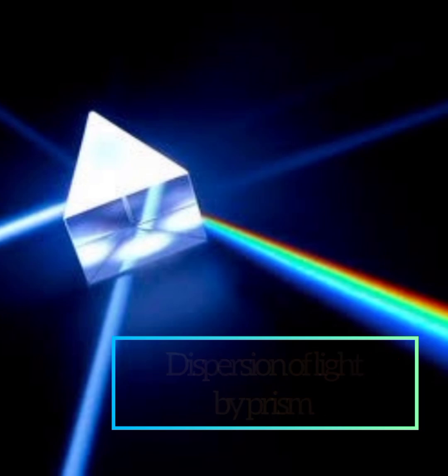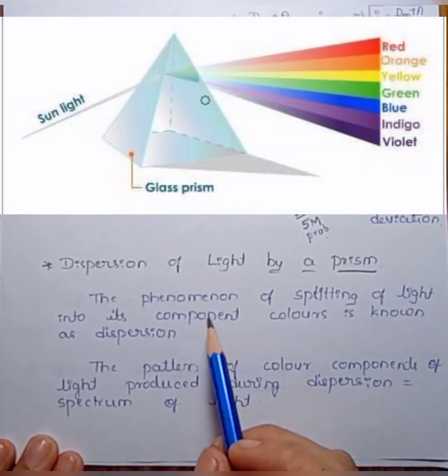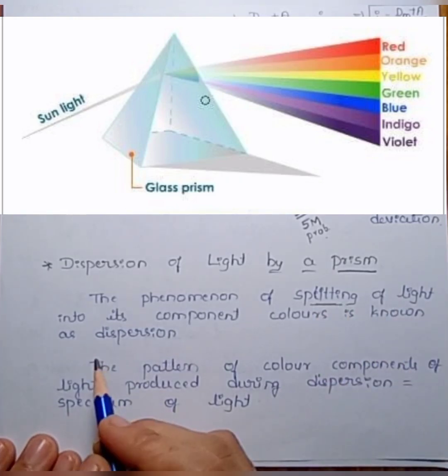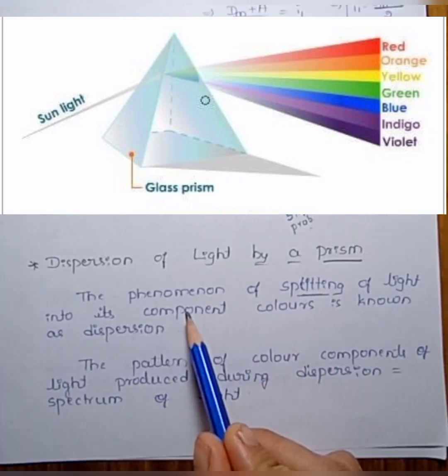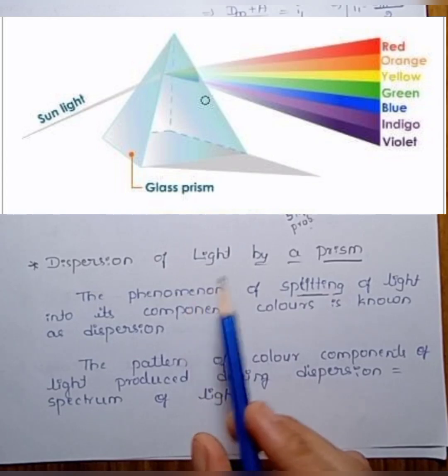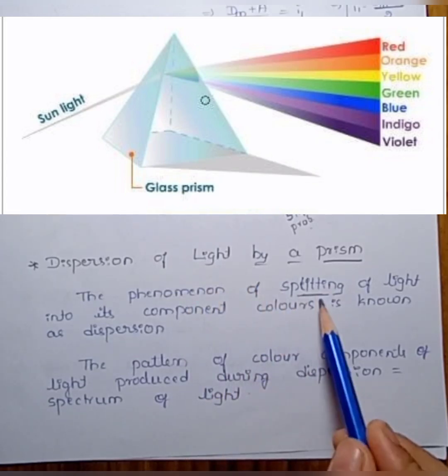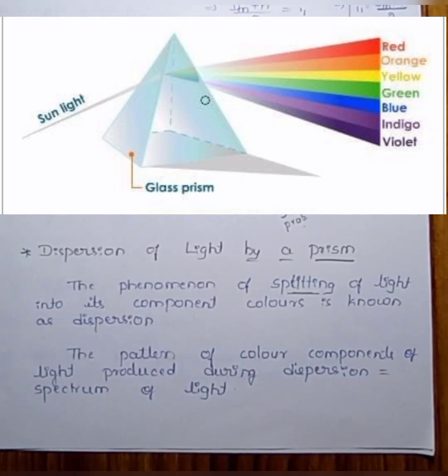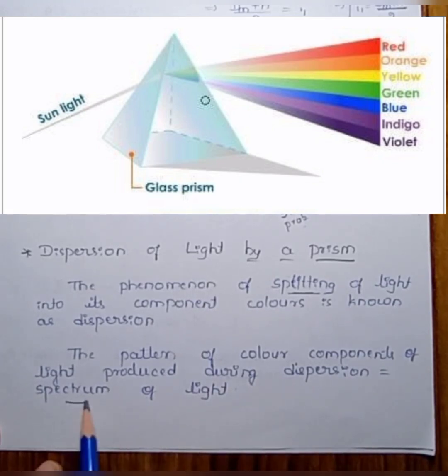Dispersion of light by a prism. The phenomenon of splitting of light into its component colors, meaning white light after dispersion splits up into 7 colors, that is VIBGYOR. The pattern of color components of light produced during dispersion is called the spectrum of light.